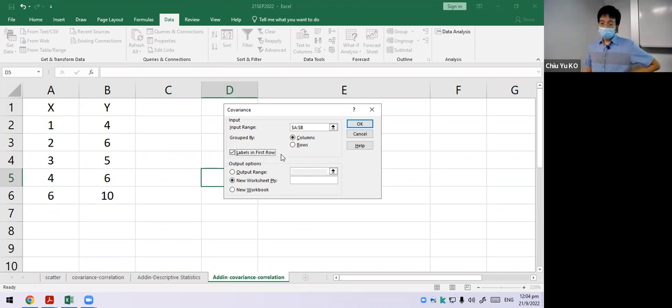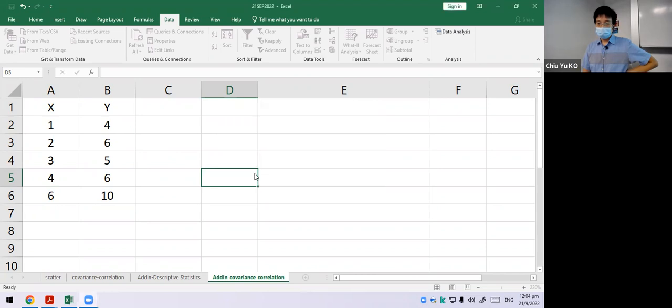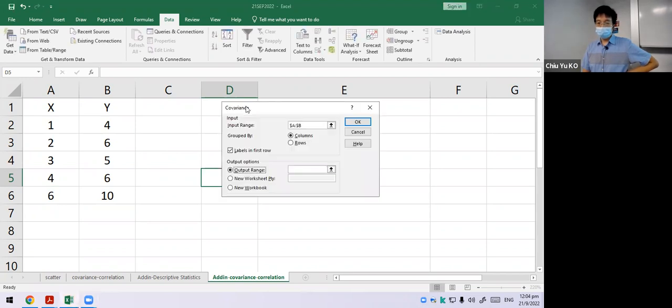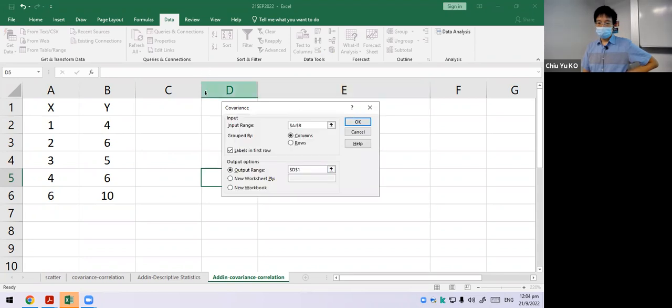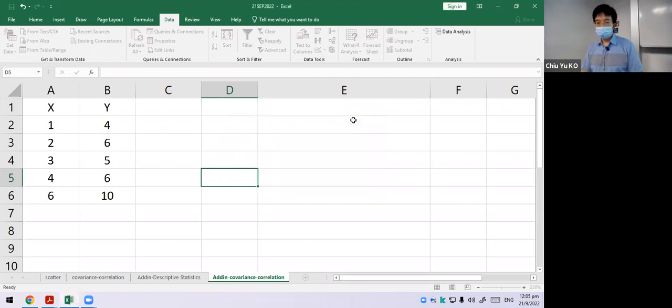Now, where to output the data? Let's do it in D1. And then that's it, very simple. I just tell it all the inputs and click OK, then you're done. So it's more or less a dummy-style thing. You don't need to type anything. Just click where the input is, where the output is, and you're done. So it shouldn't be an issue.